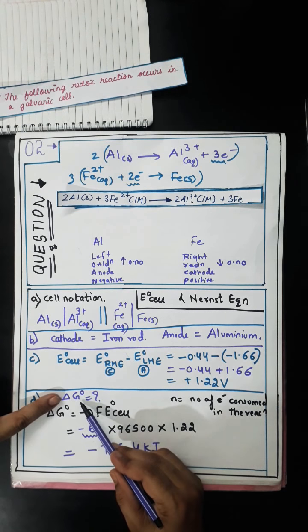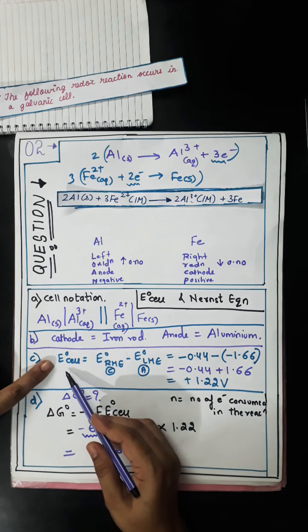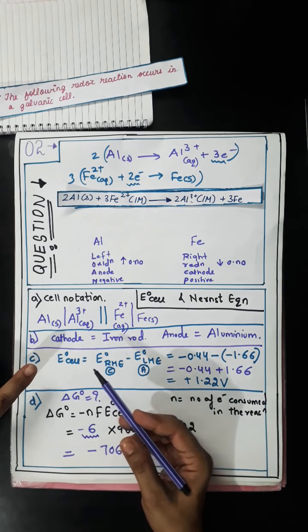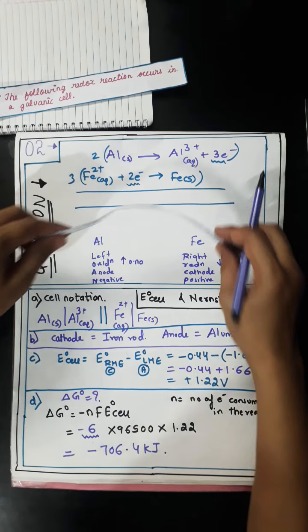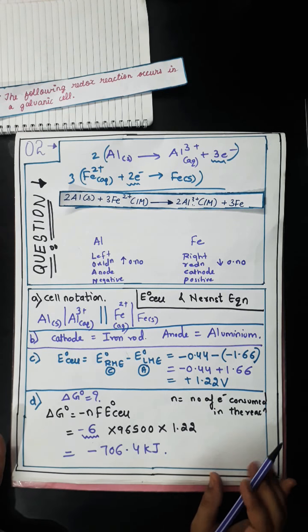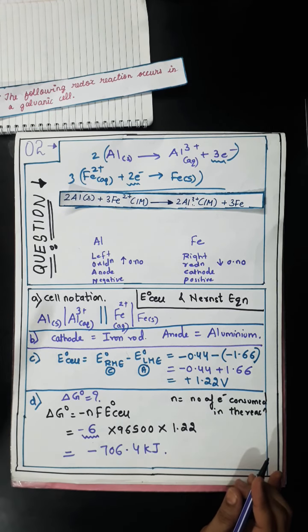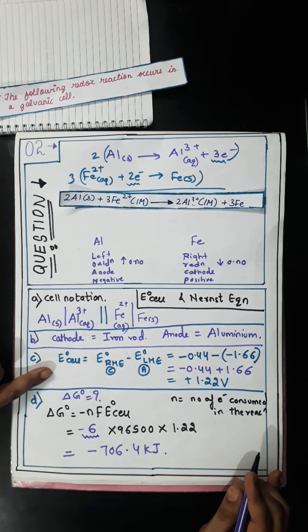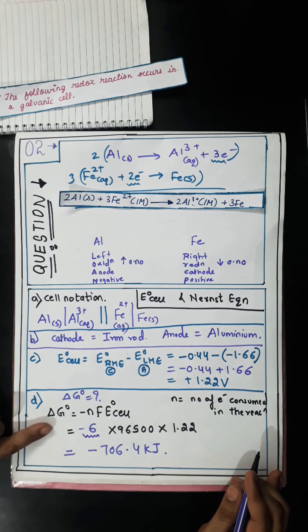I hope you have understood how to calculate delta G naught cell, how to calculate E naught cell, how to write the cell notation, and how to identify the cathode. I repeat, in this particular video we have studied how to denote a cell, how to identify cathode and anode, how to calculate E naught cell, and how to solve the delta G naught numerical.